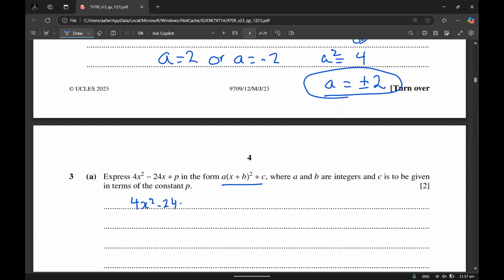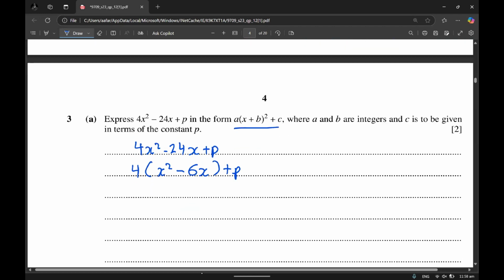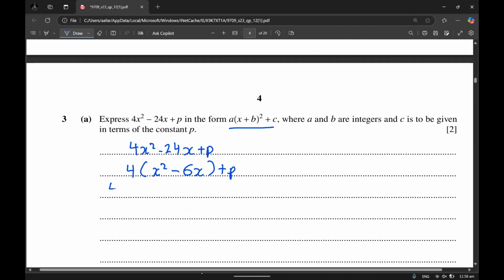So we have the expression 4x square minus 24x plus p. We'll take 4 common. Basically, you take 4 common, get x squared, and from 24 you take 4 common, you get 6. So 4 times x squared minus 6x plus p.